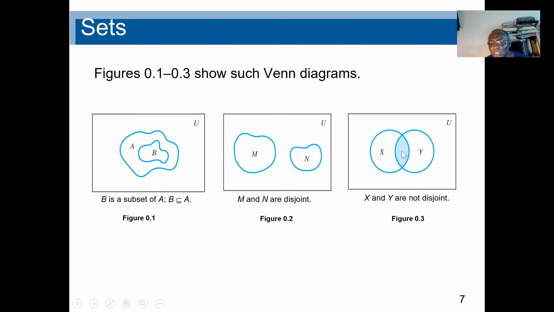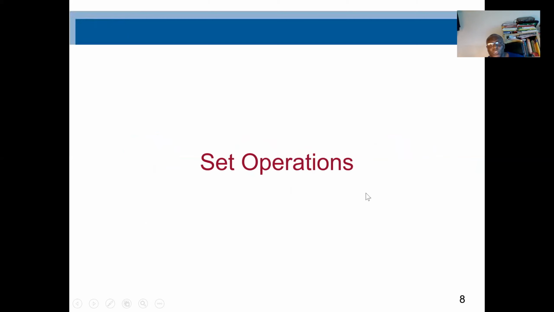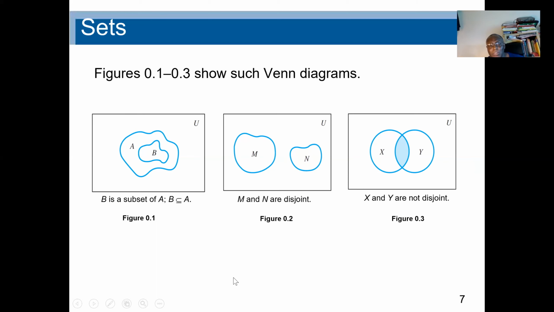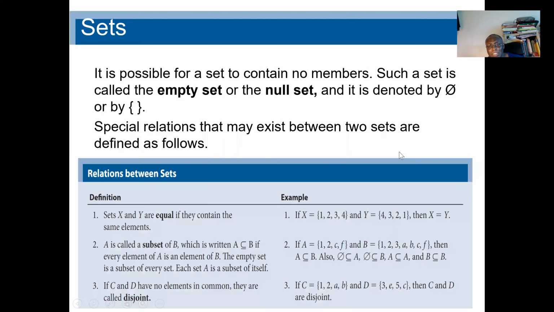Here we have not disjoint, where we use the term intersection. Here we say S and Y are not disjoint. We will see what this means: intersection. So those are the set operations. Here we learn what is a subset, what is a disjoint, and what is not a disjoint. In a set operation, we call this intersection. When two sets are not disjoint, then there's an intersection.